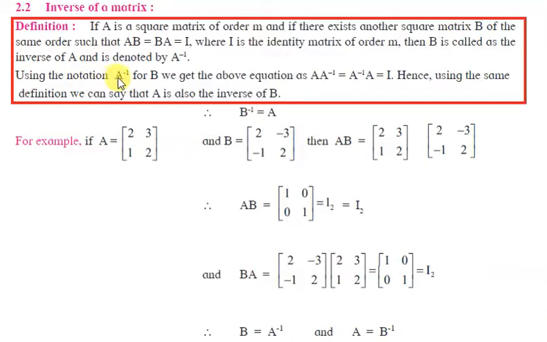Using the notation A inverse for B, we get in our equation A into A inverse is equal to A inverse into A is equal to I. For multiplication, we have to follow the multiplication rule of matrices. Hence, using the same definition, we can say that A is also the inverse of B. Therefore, B inverse is equal to A. Both ways it is possible.